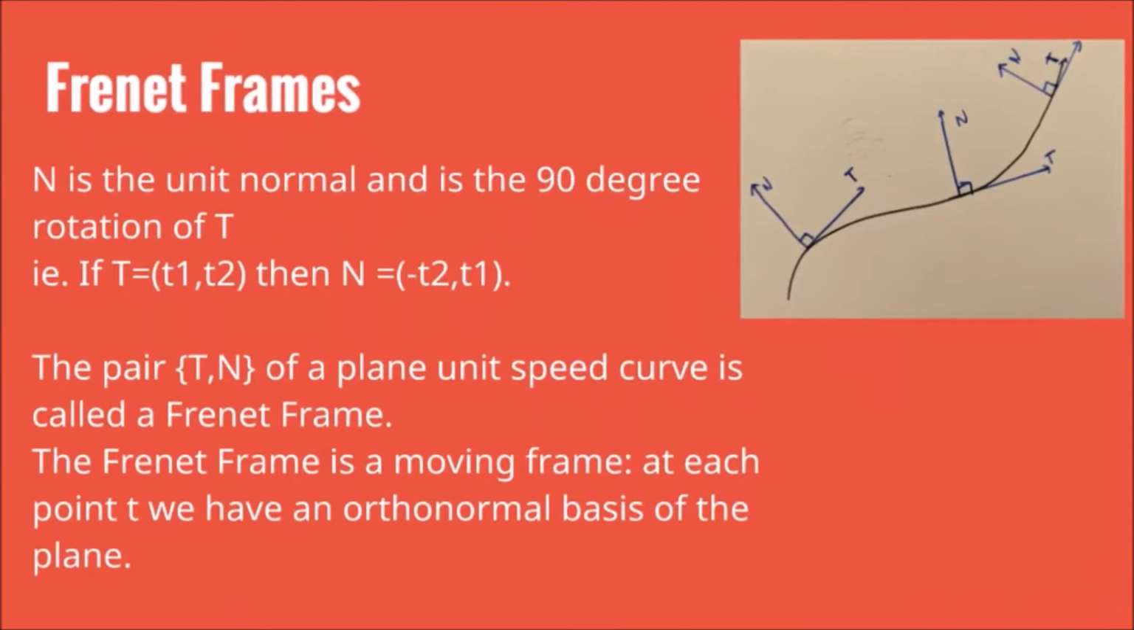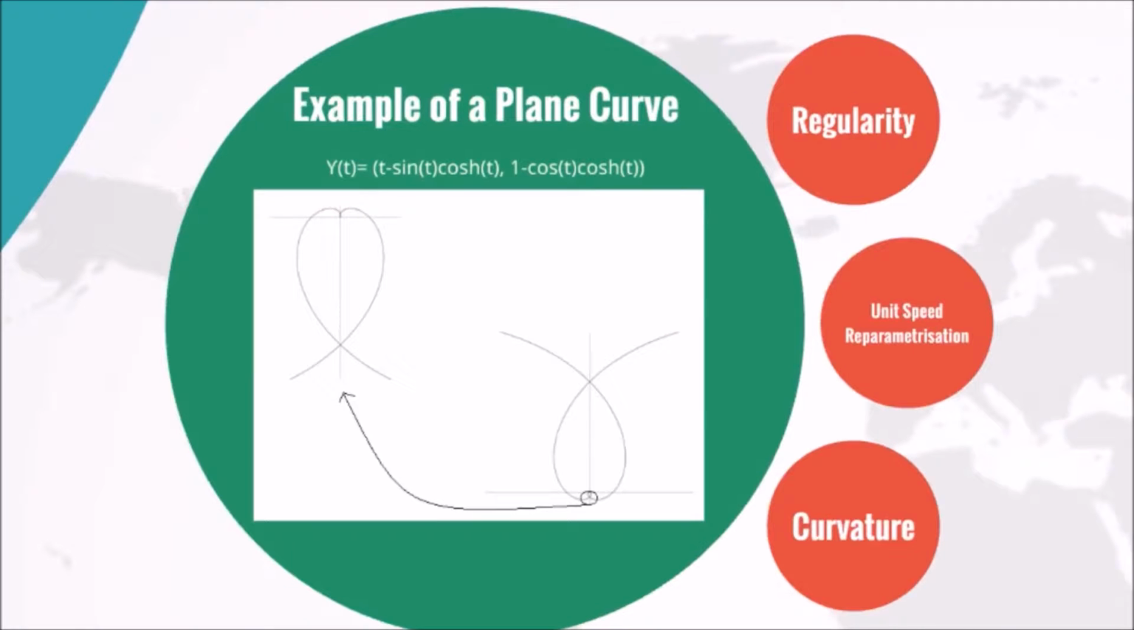A Frenet frame is a 90-degree frame that is composed of the normal and the tangent for each point t on the curve. Thus, it is known as a moving frame along the curve, making it an orthonormal basis of the plane. The plane curve we have been given to study is the curve shown.